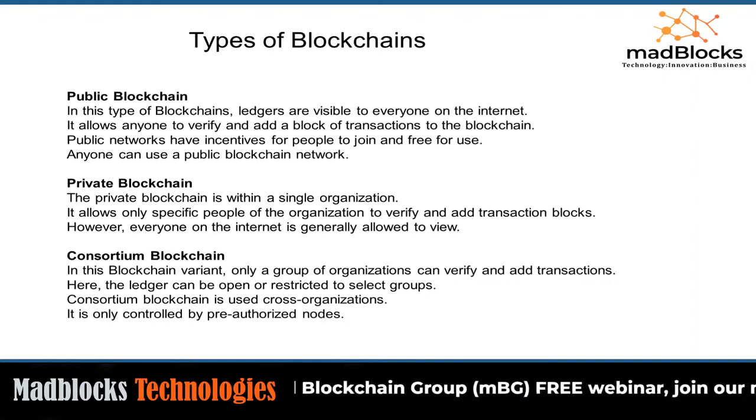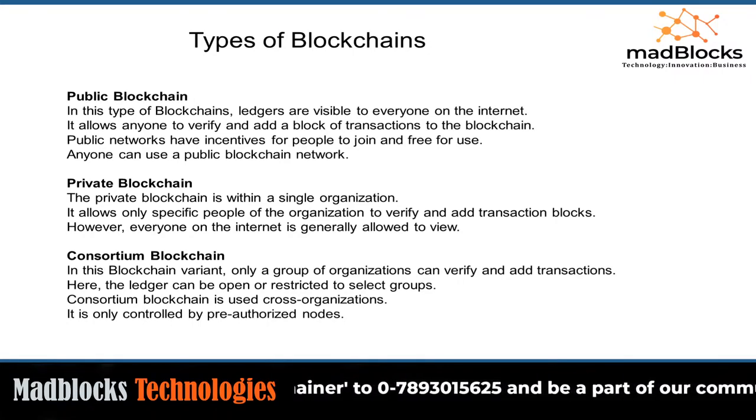But in a centralized place, when you look at the centralized server, if the server gets corrupted, then you will lose your data, right? Here in the distributed network, if my system is corrupted, you have the other systems in the peer network, so the other peers will be maintaining the data, and we can easily grab that data. Okay. In the public blockchain, ledgers are visible to everyone on the internet. It allows anyone to verify and add a block of transactions to the blockchain. Public networks have incentives for people to join and are free to use. Anyone can use a public blockchain network, as we have discussed.